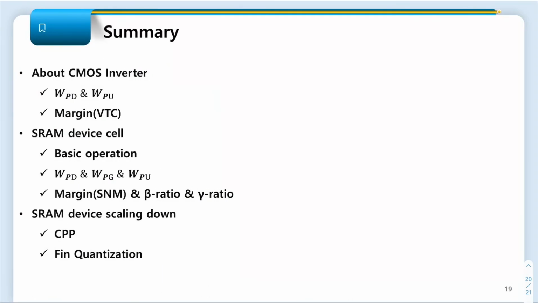In summary, we discussed the CMOS inverter and its width of pull-up and pull-down transistors and its margin. And in SRAM, we saw the basic operation and the width of the pass gate, pull-up, and pull-down transistors, and other parameters of SRAM. And in the final part, we discussed the SRAM device scaling down issue, discussing CPP and fin quantization.